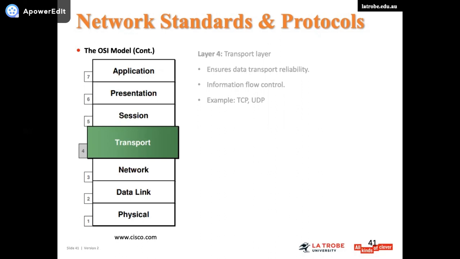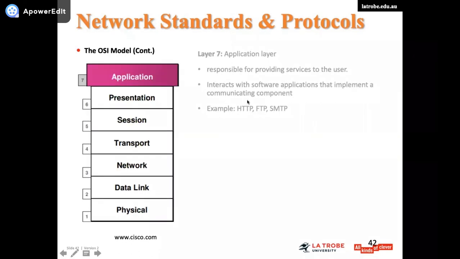Then there are layer 5 and layer 6, which are the session layer and the presentation layer. These two layers are just reference layers. In reality, we don't have any corresponding protocols for these two layers. That's why we just ignore them. And then let's go to the last layer, which is the application layer.